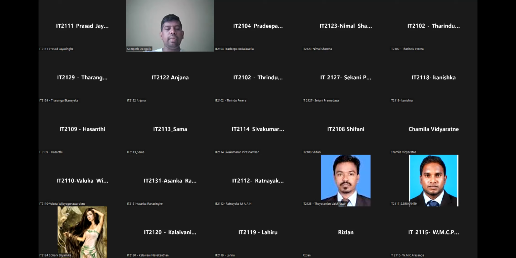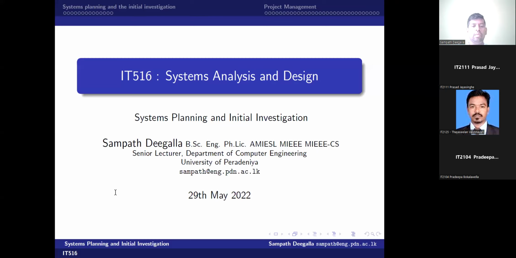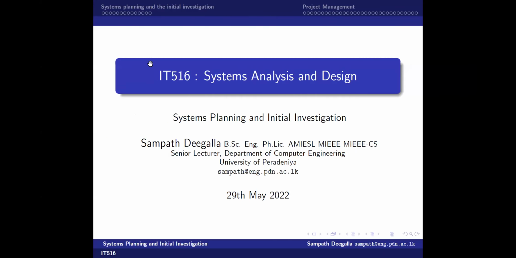So in today's session, I want you to focus more on systems planning. In the systems planning and initial investigation, we are going to talk about the proposal, or we start with something called a business case. We look at whether the suggestions for the proposal for the information system make a strong business case, and whether it meets the company's overall mission and objectives and whatever the IT needs. So that we will discuss first of all.